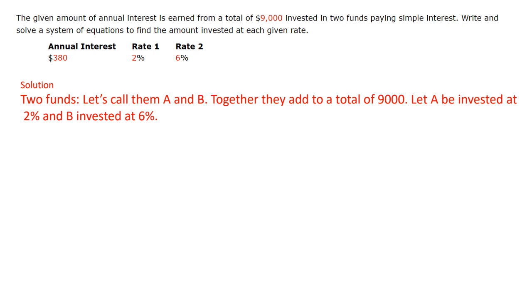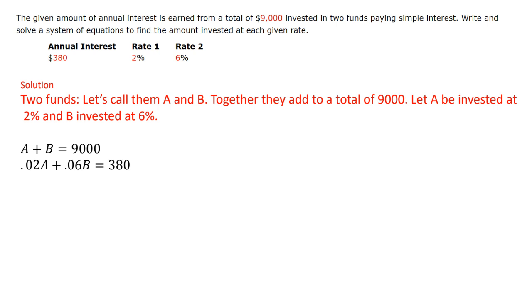The one that gives me the 2% is A and the 6% is B. And I know that when we add these two funds together, they have to give us a total of $9,000 investment. Okay, so let's go ahead and start writing our equations. So the first equation that we can see here is that investment A plus investment B should equal $9,000. Now the other one here, let's use a simple interest formula to find the other equation.